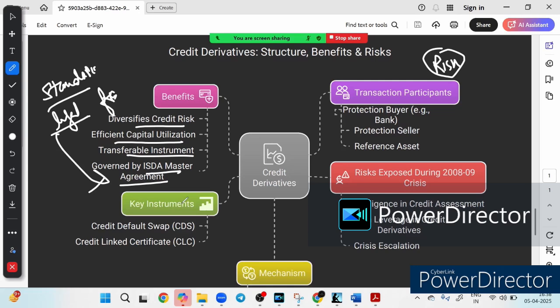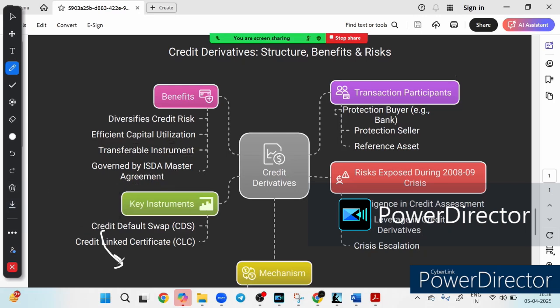Now if you look at the key instruments which are used here, what are some key instruments? The first is CDS, that is called credit default swap. It is a kind of contract where the protection seller compensates the protection buyer if a borrower defaults. The second instrument we have is the credit linked certificate, which means a security where returns are linked to the credit risk. So friends, how do credit derivatives work?